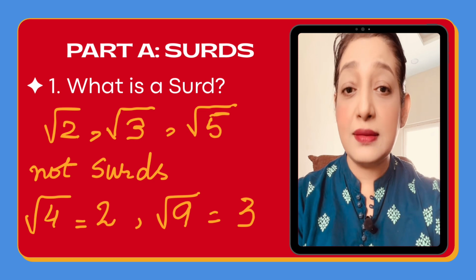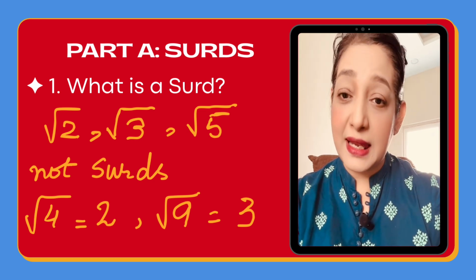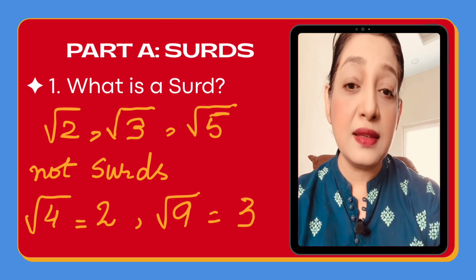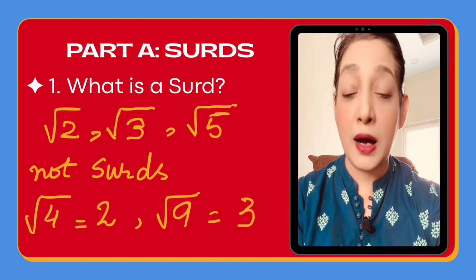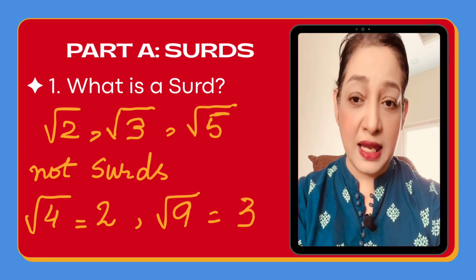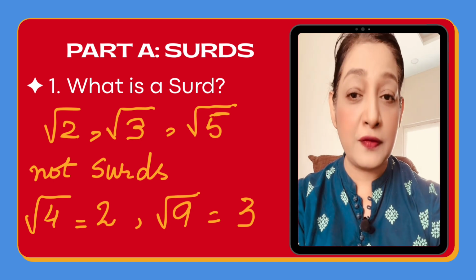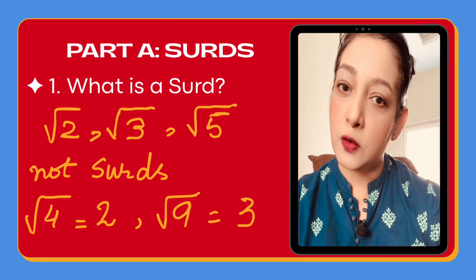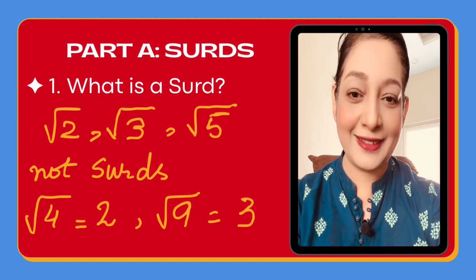Now, part A is surds. Look at the screen. What is a surd? A surd is an irrational root which cannot be simplified into a rational number. For example, I am showing you on the screen square root of 2, square root of 3 and square root of 5. These are surds. And what is not a surd? Square root of 4, square root of 9. These are not surds.